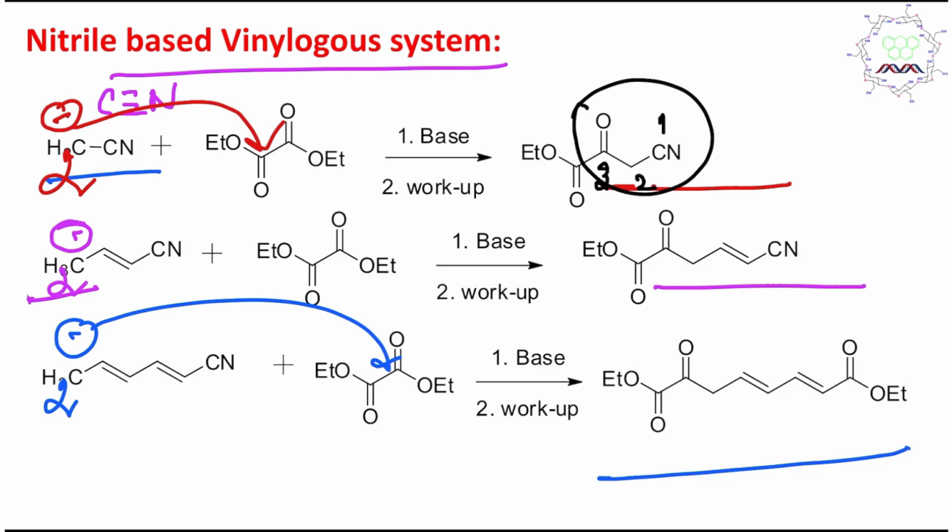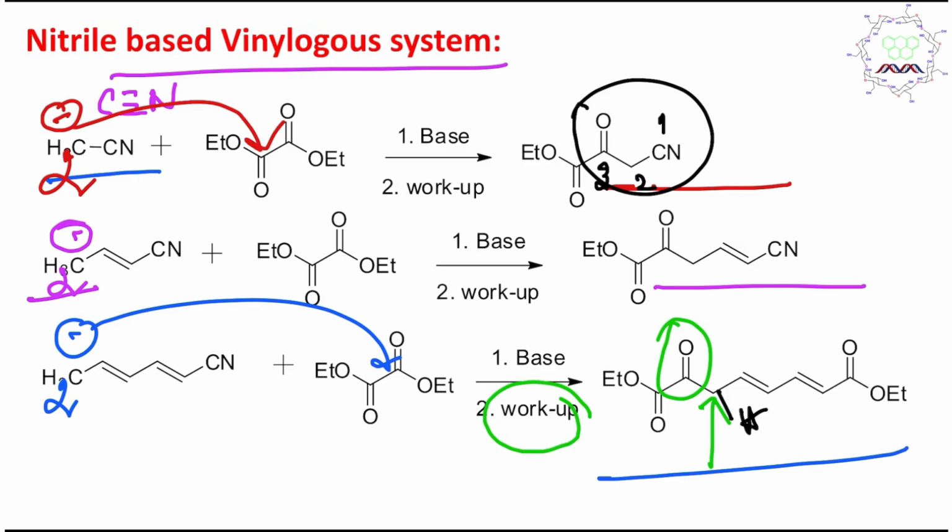Now a question may come to your mind, sir, why is this bond, this part, gone, when it is a completely conjugated system? Just try to remember, student, the intermediate was enolate type. So after workup, meaning acidic workup, this enolate will be converted into keto. So that's why this is gone.